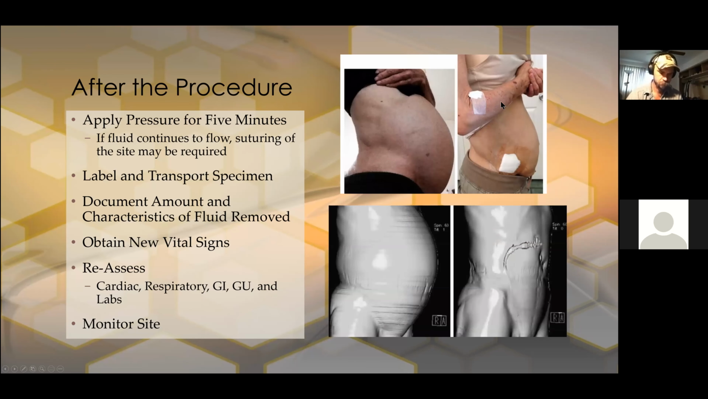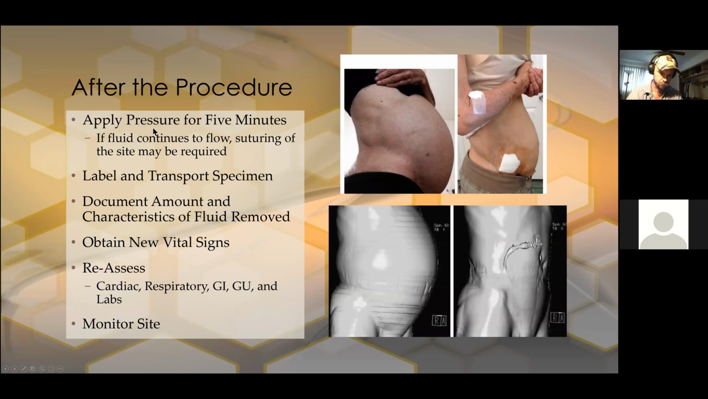So after the procedure, you can see this person had the ascites drained from them, and it's a huge difference. This person actually had a permanent catheter put in. I don't know if you can see my mouse or not, but this is just after one drainage session.